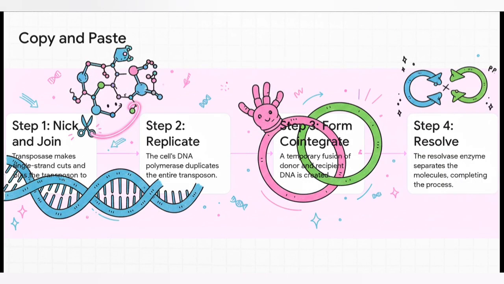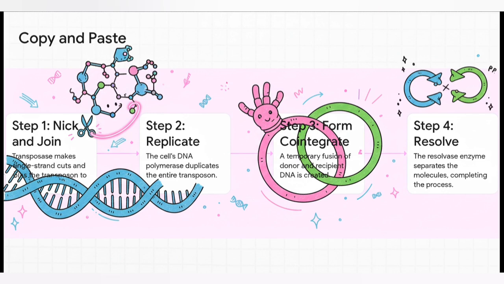Now, the second method is much sneakier. We call it copy and paste, or replicative transposition. Instead of cutting the element completely out, the transposase just nicks the DNA and links it to a new target. This clever move actually tricks the cell's own DNA copying machinery into making a brand new copy of the entire transposon.